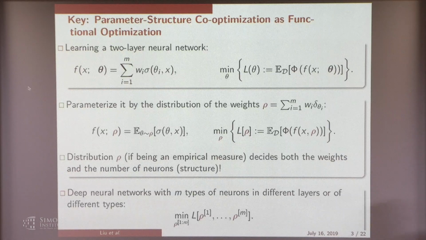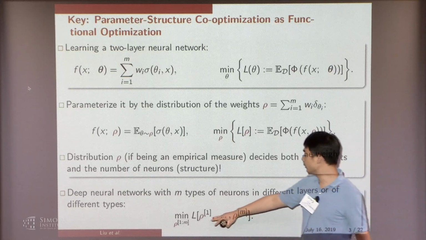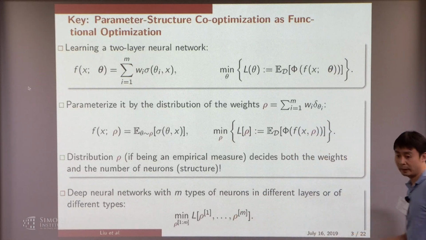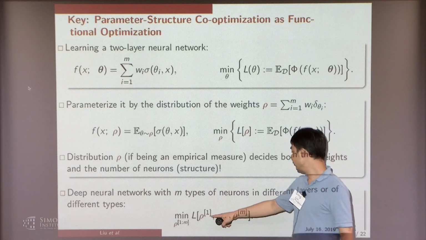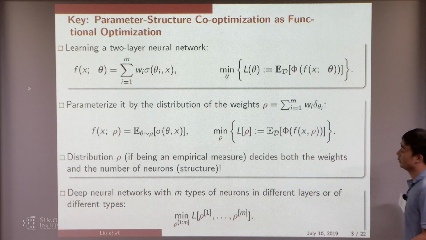This idea can also be extended naturally to more general cases where you have multiple types of neurons or neurons in different layers. In that case, we just have a joint optimization of a bunch of distributions of weights, right? So here, rho i represents the distribution of the weights on the ith layer, right?